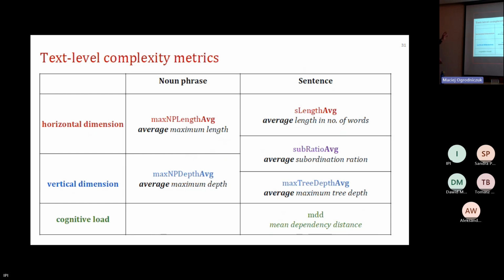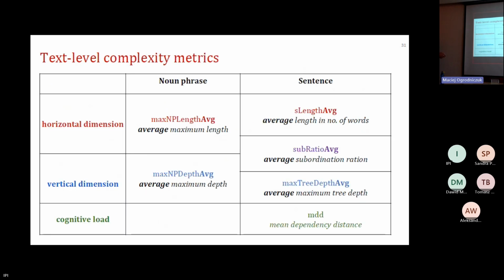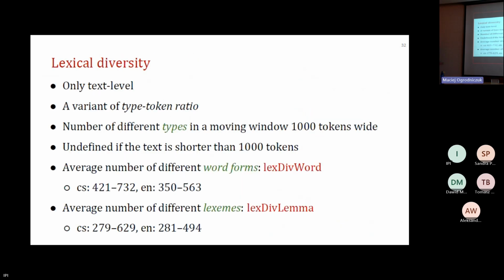So now text level. These are just averages, I told you already. Averages based on sentences, and cognitive load, this mean dependency distance, is based on words, not sentences. Okay, so now about lexical diversity, it will be much simpler. Only text level. It's a variant of type-token ratio, I told you.